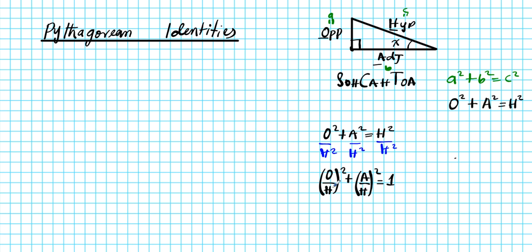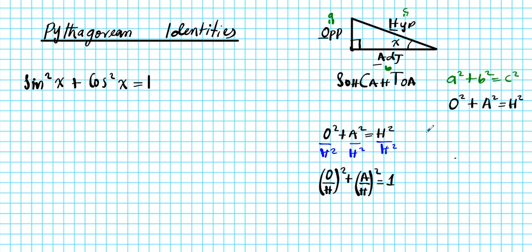Now what is O over H? That's sine. So this is telling us that sine square plus cosine square is equal to 1. So that's one of our Pythagorean identities: sine square x plus cosine square x is equal to 1. We know that sine in SOH is opposite over hypotenuse, cosine in CAH is adjacent over hypotenuse, and tan in TOA is opposite over adjacent. So that's the first one.